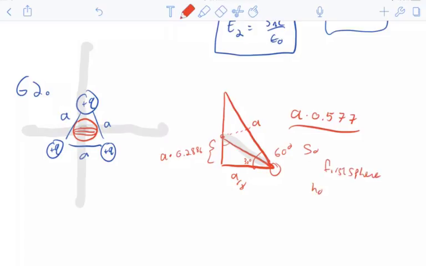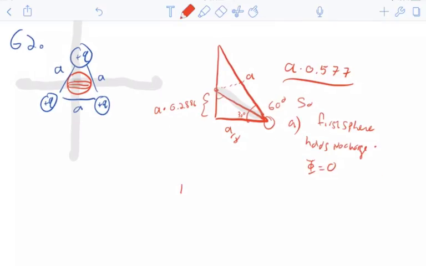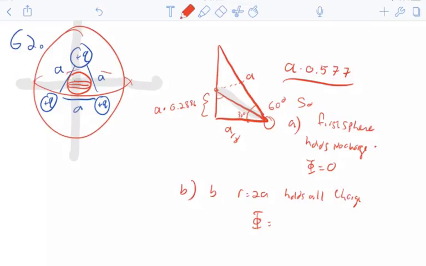It holds no charge. So the electric flux for the one in part A is equal to 0 because it's got no charge in it. And for part B, 2A, it holds all the charge. So the flux through that sphere, the big sphere holding all of them, is going to be 3Q over epsilon naught.